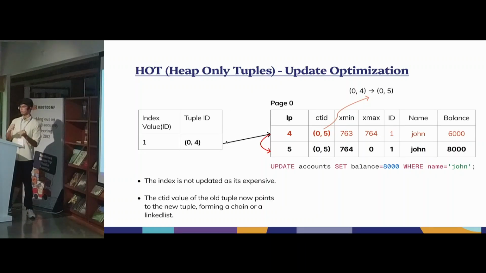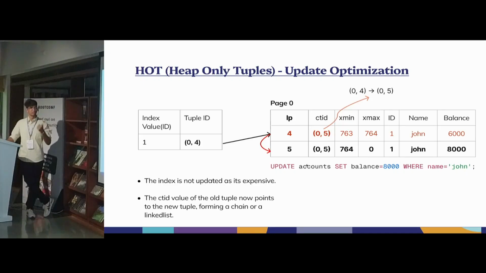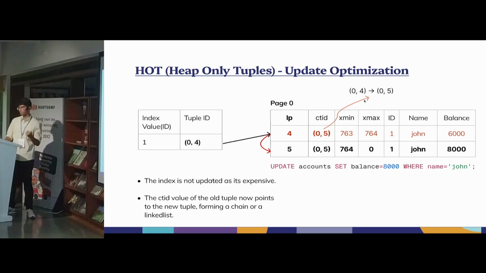Now, the first thing to understand is that updating an index in Postgres is extremely expensive. So what Postgres will do is try to avoid updating the index by any means possible. And what Postgres does here is, when you run the update statement, it definitely does insert a new tuple. The new tuple is at 0, 5. Now what it does is it modifies the old tuple's CTID value from 0, 4 to 0, 5.